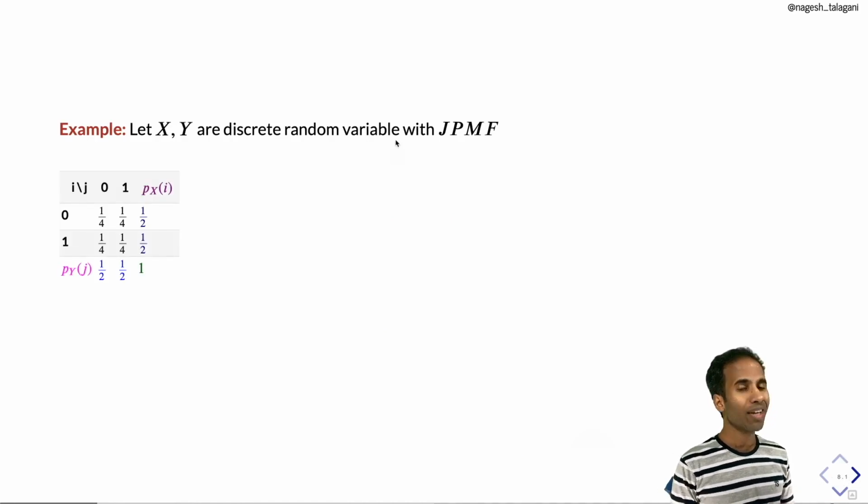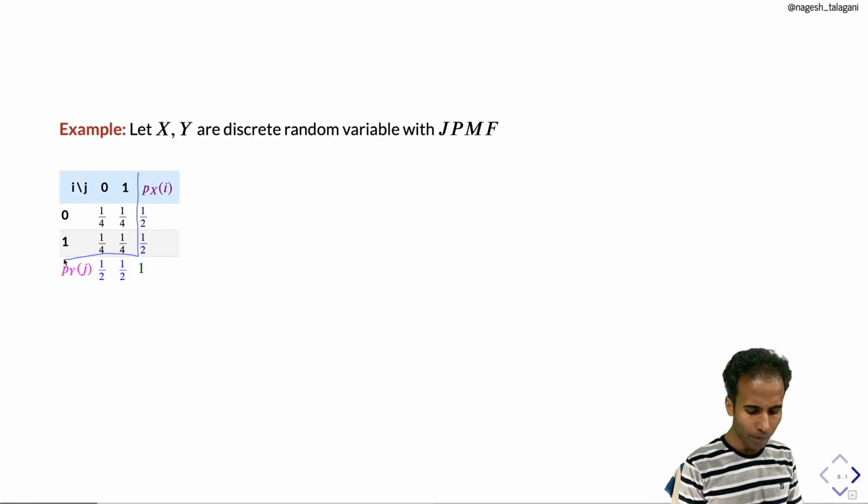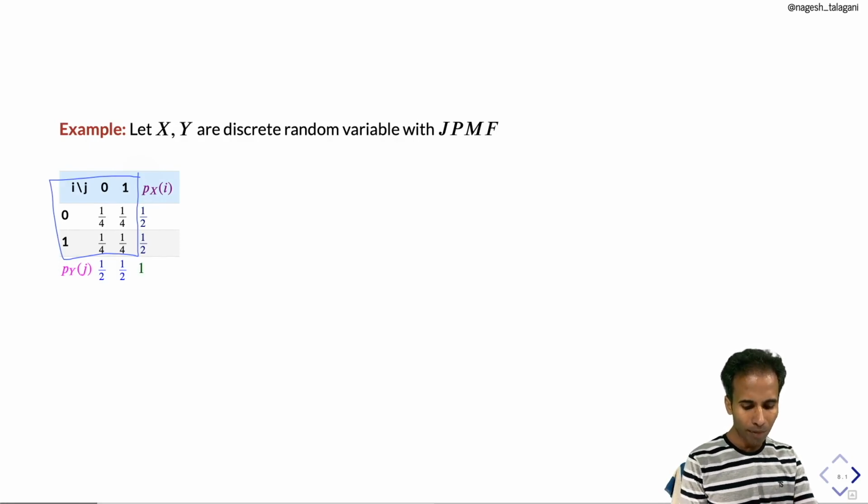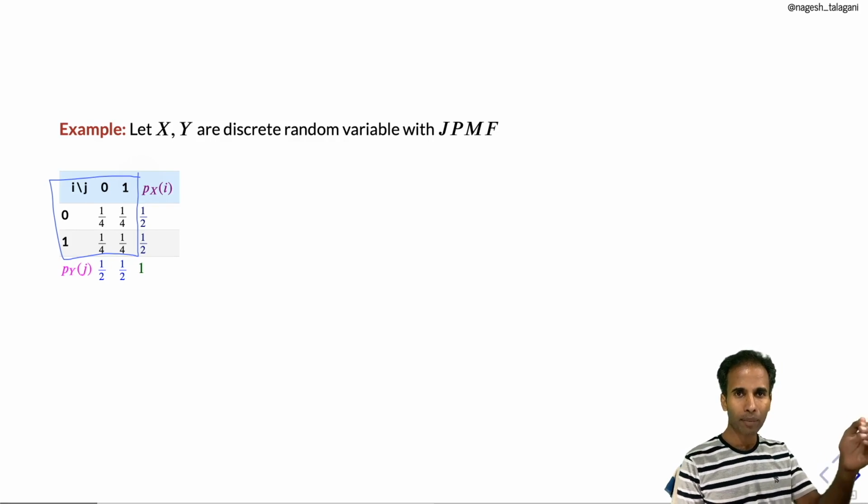here X and Y are discrete type random variables with the following joint PMF table. From this joint PMF, we can actually find the marginal PMFs by summing up rows. You can get the PMF of X. By summing up columns, you can get the PMF of Y.